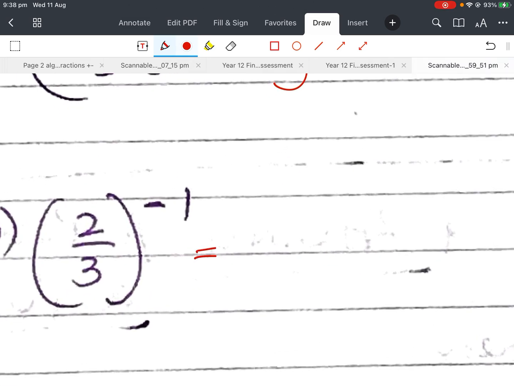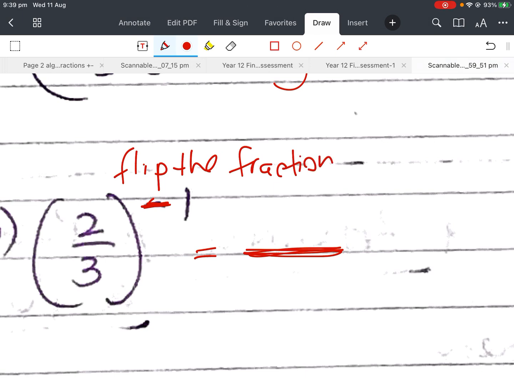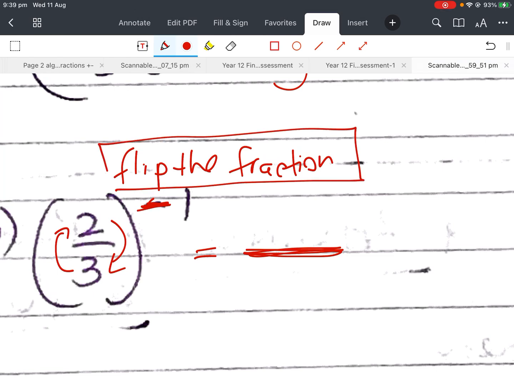Here's P, 2/3 to the negative 1. Alright, this one's a bit tricky, because that negative means I put the fraction line in, doesn't it? But when you have a fraction, it actually is telling you to flip the fraction. So that's the shortcut here, and they didn't really tell you that, did they? So when I've got a fraction to the negative, it actually means to flip the whole fraction. So that means the 2 goes on the bottom and the 3 goes on the top.